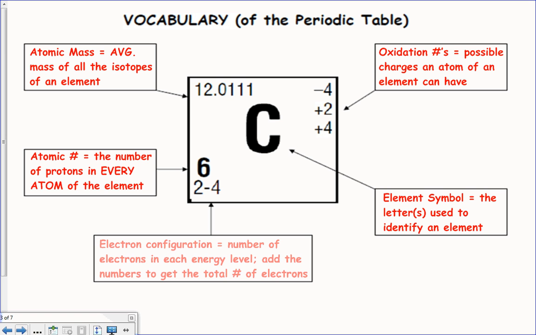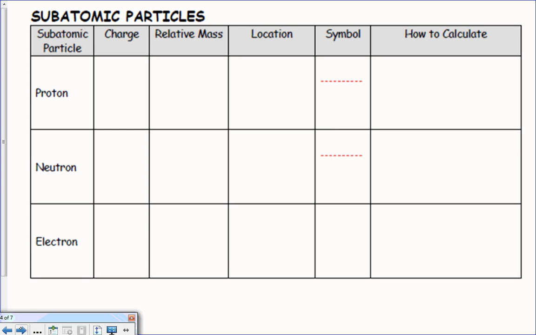Last, certainly not least, probably the most important part for chemical reactivity and actual chemistry is this number, the electron configuration. What is that? It's the number of electrons in each energy level, i.e. orbital, and you add all the numbers in that sequence. That's not 2 minus 4, that's 2 dash 4, 2 then 4. You add all those up to figure out the total number of electrons in a neutral atom of any given element. Okay?